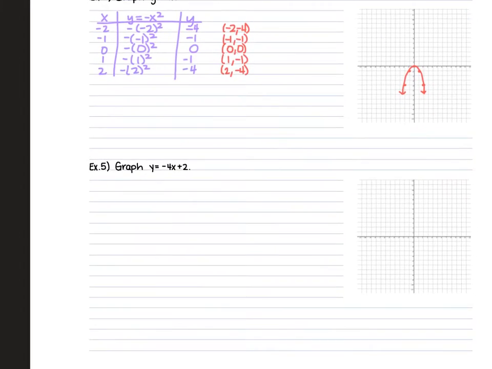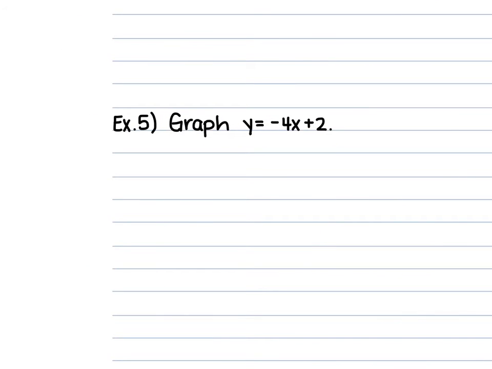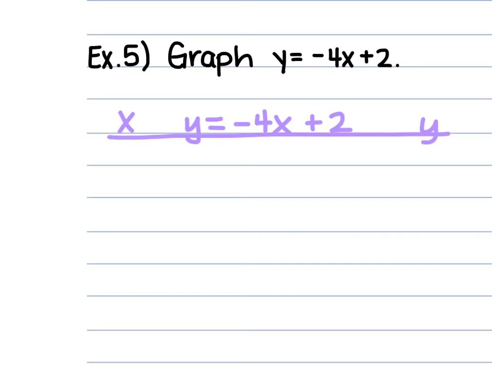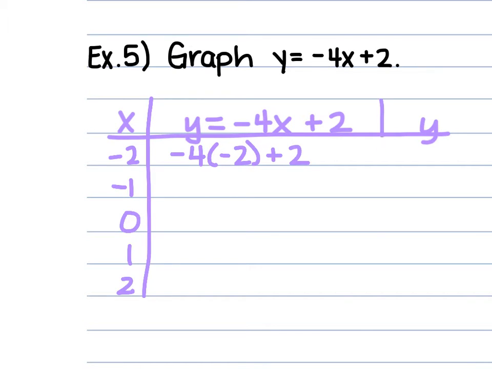If we look at example 5, we have y is equal to -4x plus 2. So we are going to do our same thing that we've been doing. Draw your function table. We have x, we have y is equal to -4x plus 2, and we are solving for y. So I'm going to have -2, -1, 0, 1, and 2. And plug these in. So this is going to give me -4 times -2 plus 2. That's going to be 8 plus 2 is 10.